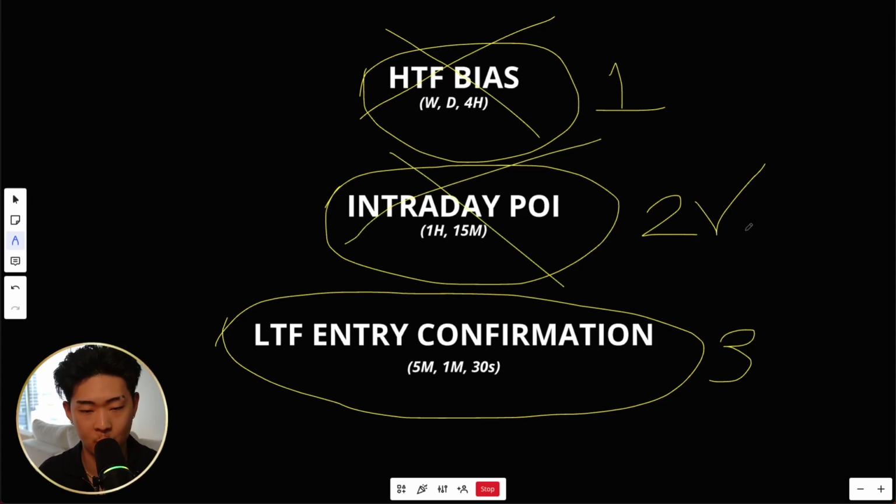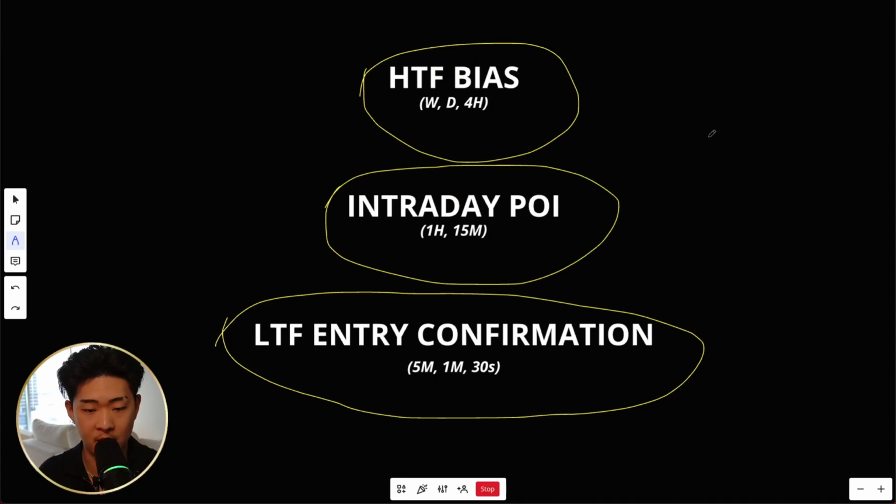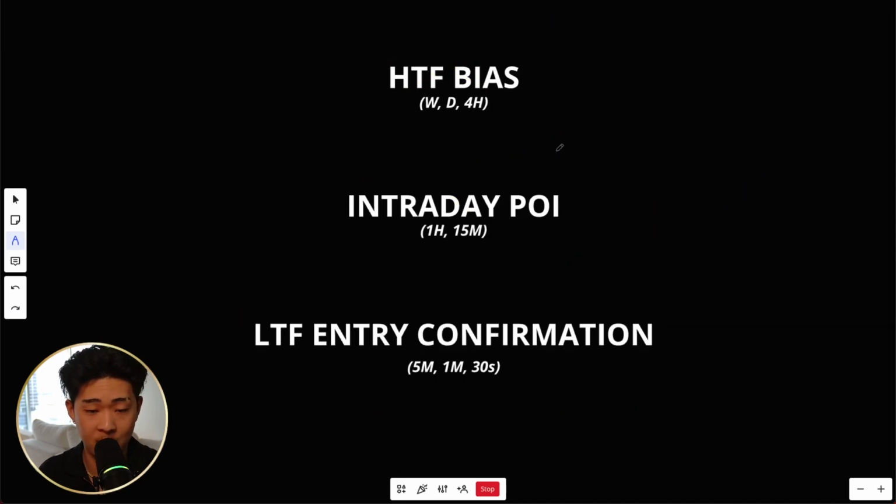So just in case you're wondering, you don't always need a higher time frame bias, but your best trades, your biggest risk to rewards, are going to come from the days where you have the higher time frame bias supporting your entry. Now, what is higher time frame? What is lower time frame? What is intraday?